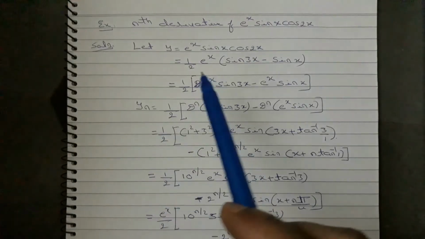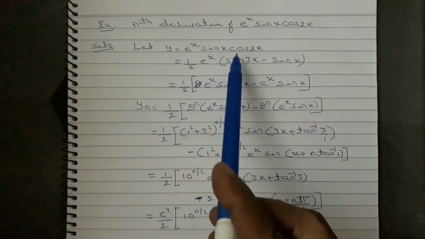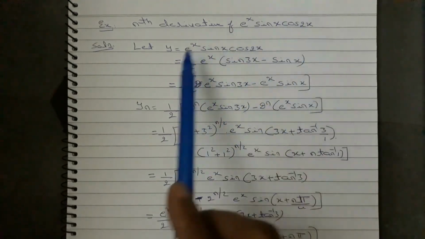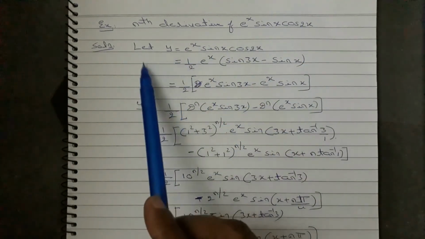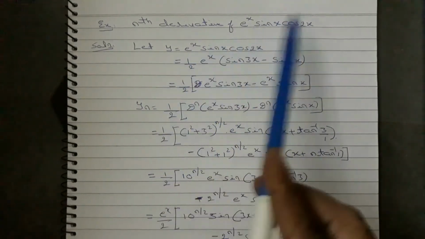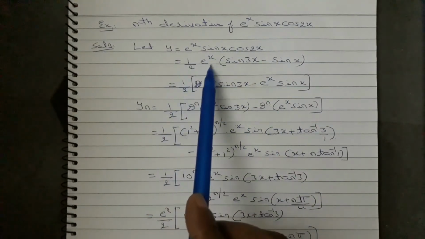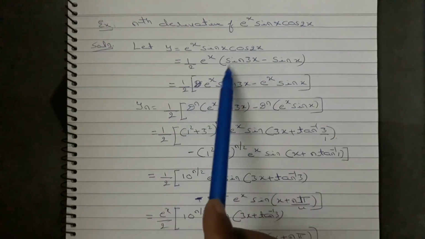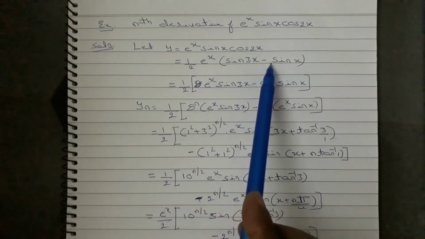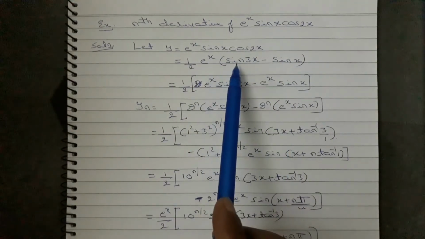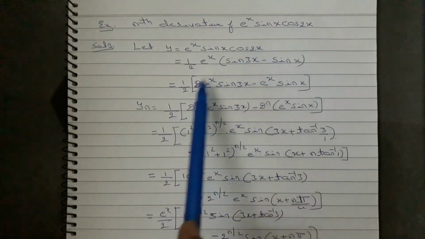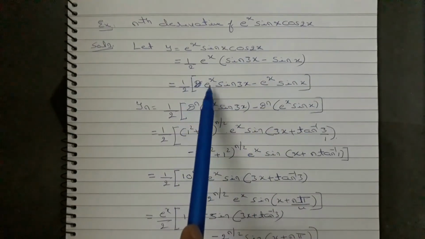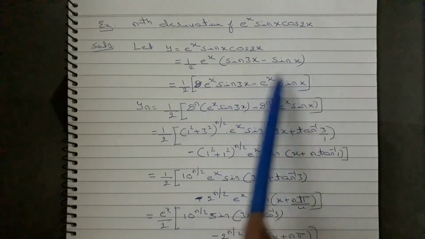So now we can solve here. We can find the nth derivative of e raised to x sin x into cos 2x. So we can consider y equal to this one. Next here we can write this as 1 by 2 into e raised to x. So this is sin a cos b. Sin a cos b is sin (a plus b) plus sin (a minus b). So it will become sin 3x and sin x. So we can multiply this: e raised to x sin 3x, e raised to x sin x.